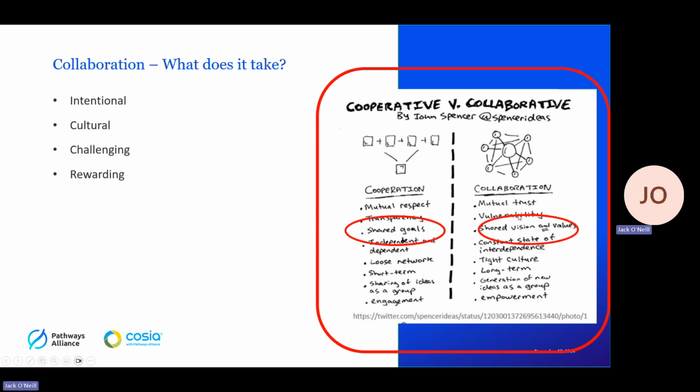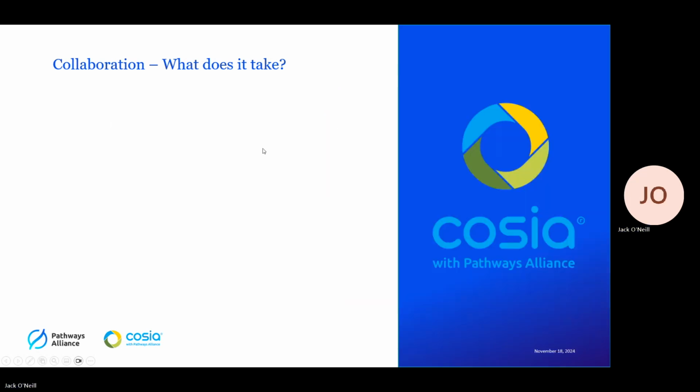Shared goals versus a shared vision and values. Cooperation is independent and dependent. Collaboration is a constant state of interdependence. Short-term, long-term, sharing of ideas as a group, generation of new ideas as a group. Engagement, empowerment. Leadership, line of sight, leverage, linkages, the 4 Ls.